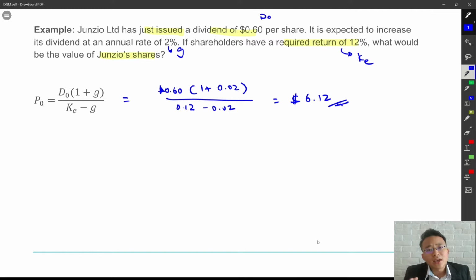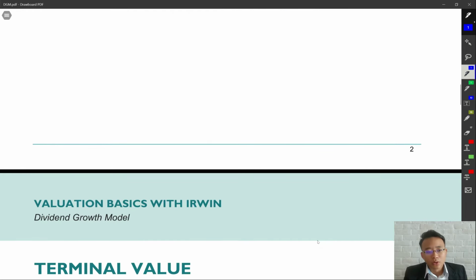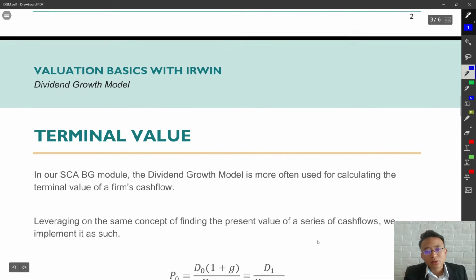In the SCA BG syllabus, we will not really be using this. You could jolly well find an exam paper that does not even ask you to use dividends to calculate the value of the share. But almost every exam paper will cover terminal value.